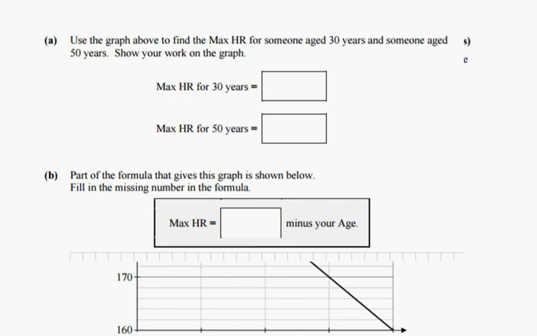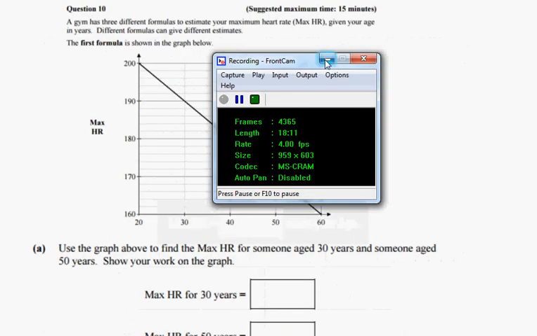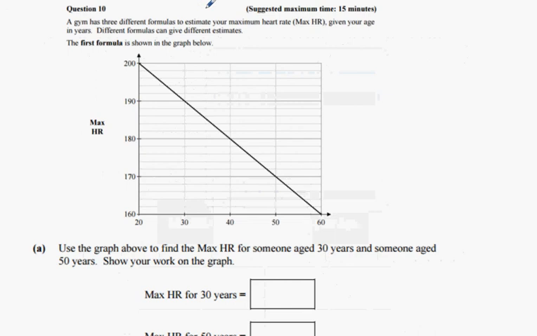So, the next question, question 10. A gym has 3 different formulas to estimate the maximum heart rate, max heart rate given your age in years. Different formulas give different estimates. The first formula is shown on the graph below. Use the graph to find the maximum heart rate for someone aged 30 years and someone aged 50 years. Show your work on the graph.